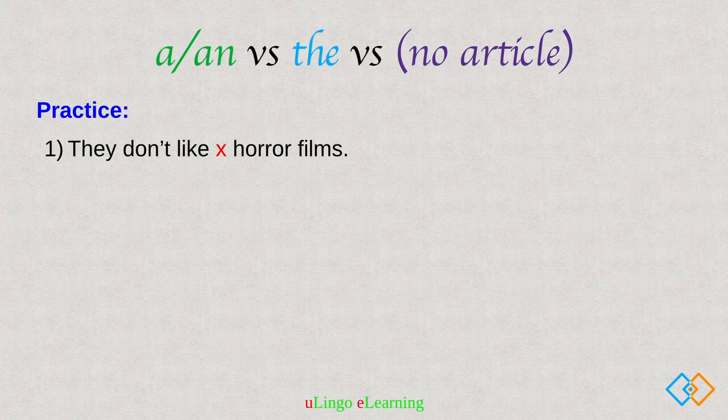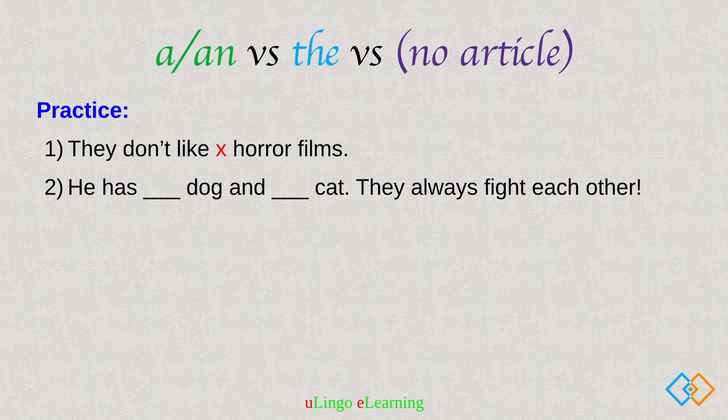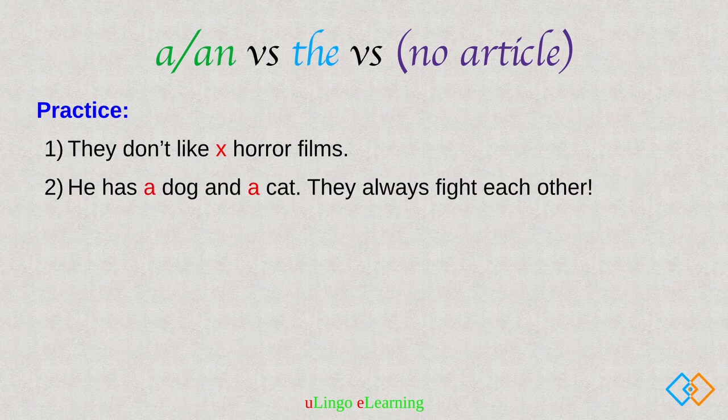Sentence 2. He has dog and cat. They always fight each other. The answer is, he has a dog and a cat. They always fight each other. Here we talk about dog and cat in general, and they are singular countable nouns. That's why we use a dog and a cat.